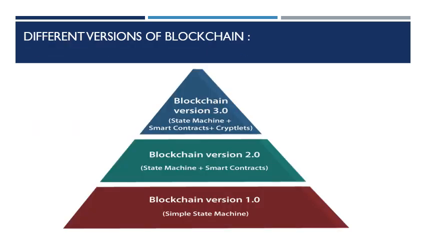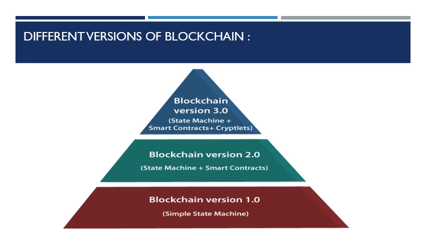Now let us discuss the different versions of blockchain. Blockchain 1.0, that is nothing but cryptocurrency. Its first application is based on cryptocurrency. This allows financial transactions based on blockchain technology 1.0, and it was introduced in the year 2005 by Hal Finney.